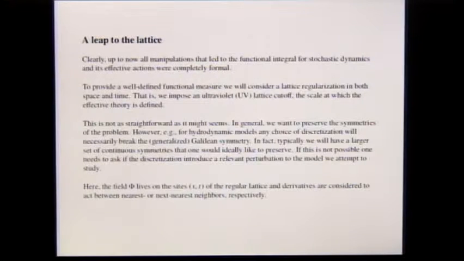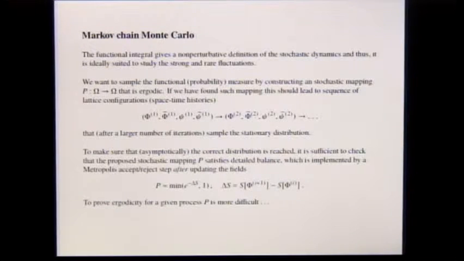So in particular, if one adopts such a definition of the theory, one really has to ask if the choice of discretization that one uses introduces relevant perturbations to the model that might, in fact, lead the system, if one goes through a renormalization group procedure, for instance, to a completely different fixed point. In fact, we'll see at a later point in this talk that there might be indications of such behavior.